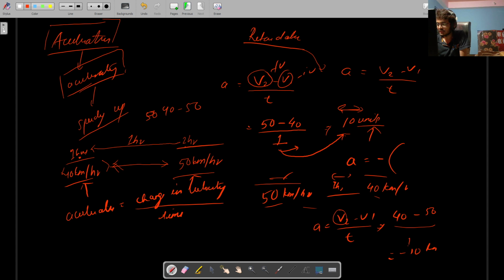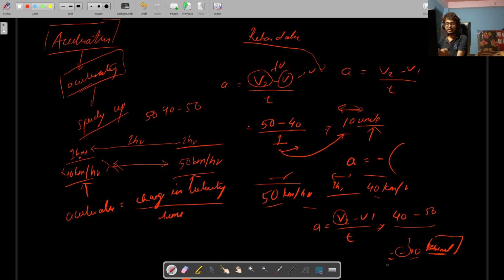So minus 10, whatever the unit is. I haven't told you about this unit. Now this negative value indicates there is retardation. So your velocity is decreasing over time. Your velocity is becoming less and less over time. And this value will give you by how much in unit time, let's say 1 hour or 1 second. In this case, we have 1 hour.